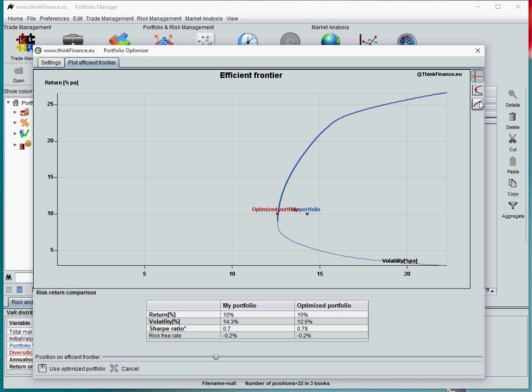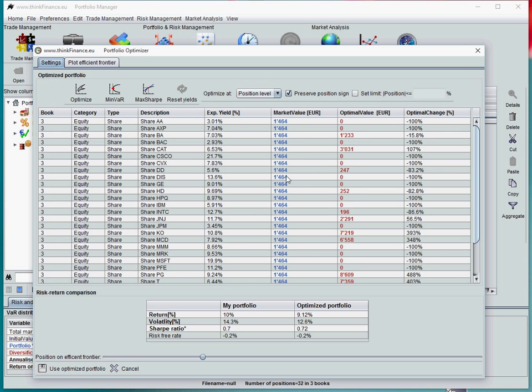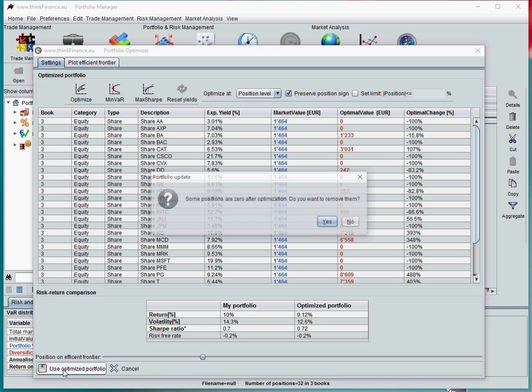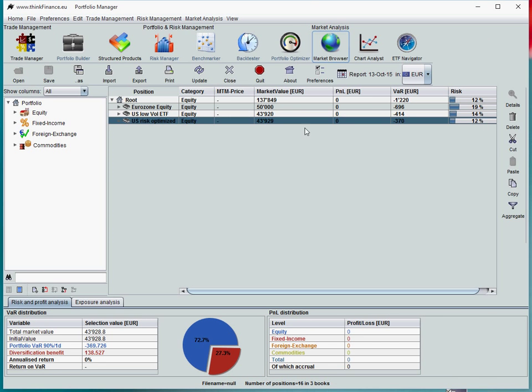Now all I have to do is to click on the minimum variance button to move my portfolio onto the efficient frontier. And in this table here, I see the existing portfolio and the minimum variance portfolio. If I want to change my current portfolio to the minimum variance portfolio, all I have to do is to click on Use Optimized Portfolio. It reminds me that some positions will be 0, that's fine. And here it is. That's how easy it is to create a low vol portfolio, in this case even a minimum variance portfolio, using the Portfolio Optimizer.